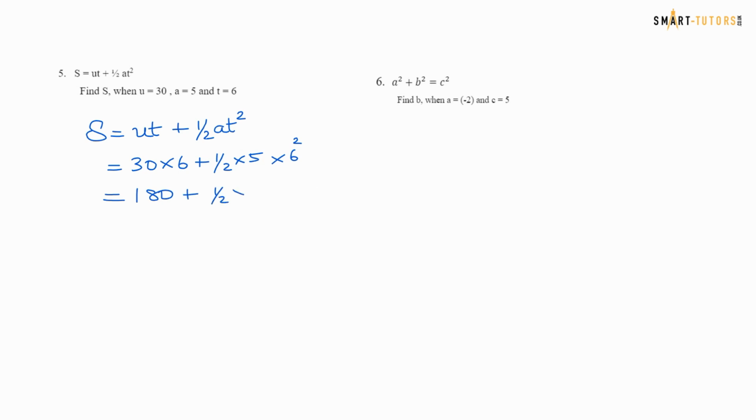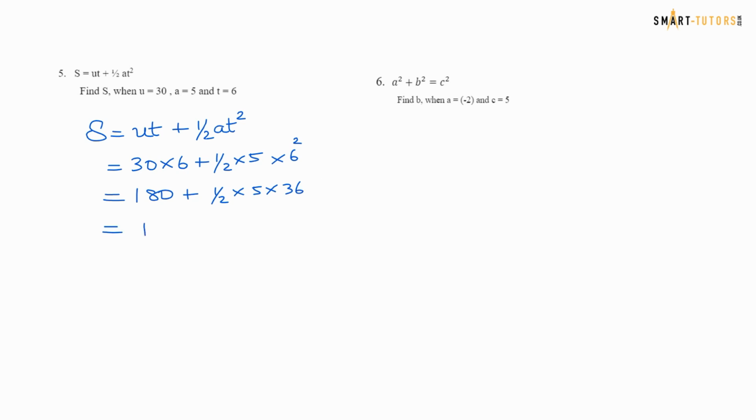Question number 5. s equals ut plus half at squared. Find s when the parameters are given. So s equals ut plus half at squared. So in this equation, u is 30 times t is 6, plus half, a is 5, t squared, 6 squared, 6 times 6 is 36. So here 30 times 6 is 180 plus half times 5 times 36.